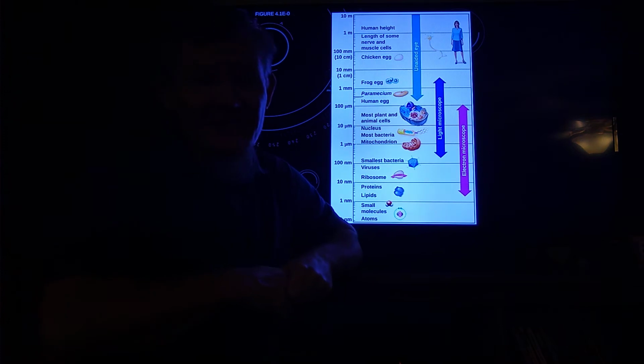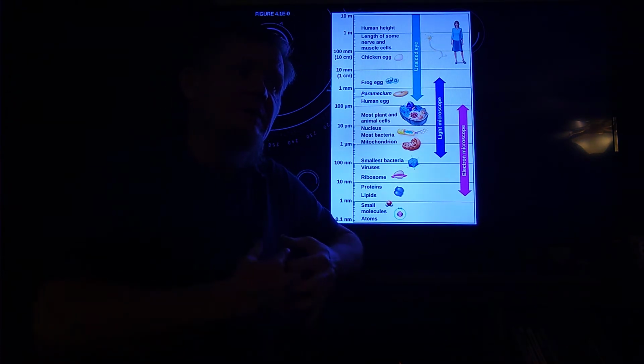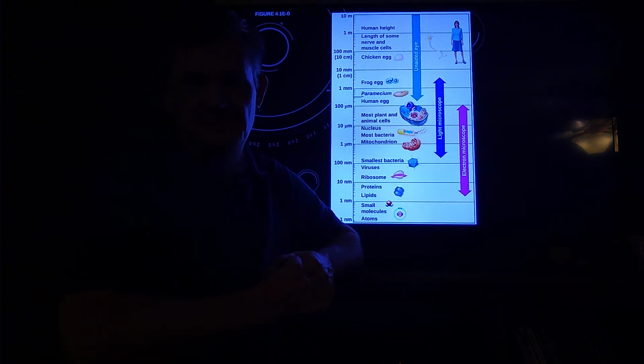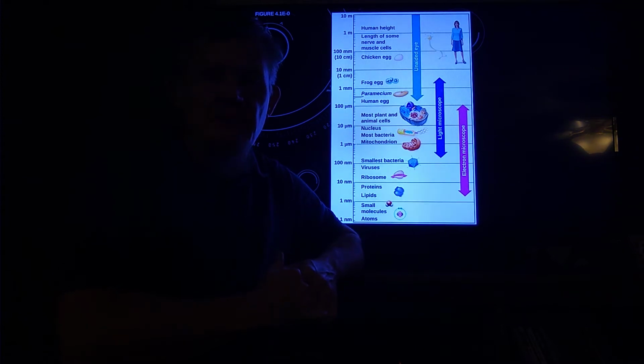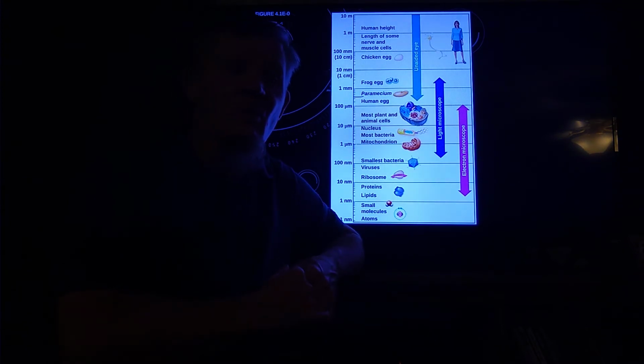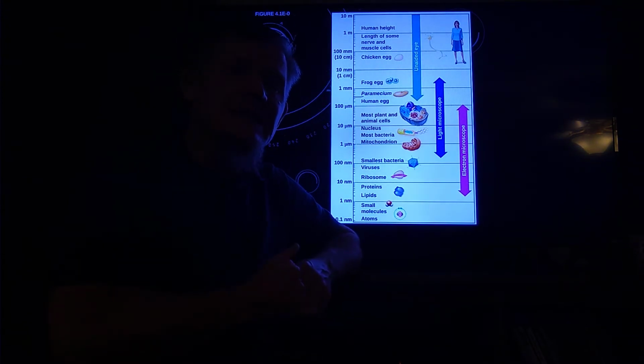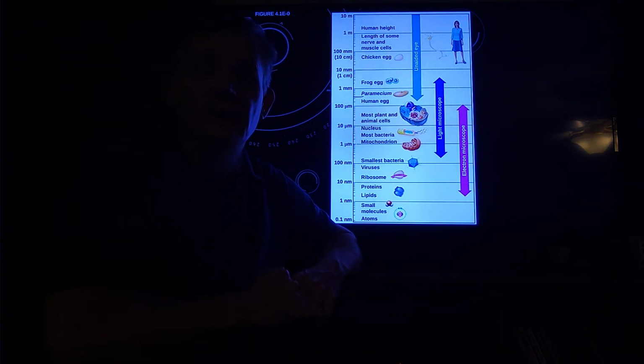So if a meter is about a yard, I can break that into 1,000 millimeters. How big is a millimeter? A millimeter is about the width of 10 hairs, and there are 1,000 millimeters in 1 meter.